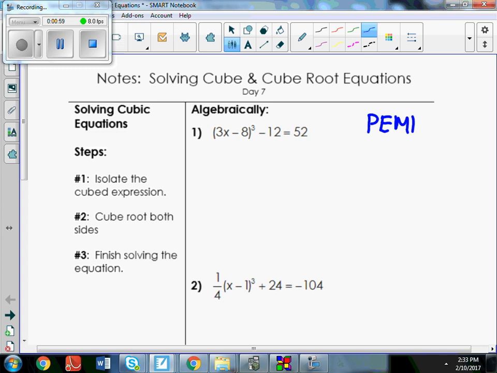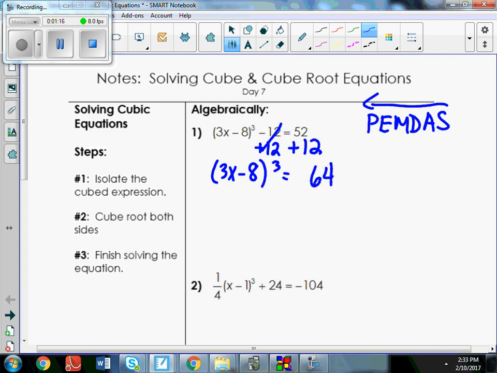So the first thing we look for is, is there any addition or subtraction that we can undo? The minus 12. We're going to add 12 to both sides. So that leaves me with 3x minus 8 cubed equals 64. Okay, so now I have my cubed expression all by itself. I have to undo cubed. How do you undo cubed? Cube root. Awesome. So we cube root both sides.